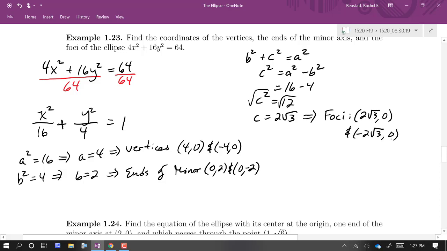The orientation of the ellipse is important for figuring out what your coordinates are. Obviously the 2 root 3 is going to be important, but is it the x coordinate or is it the y coordinate? Because it's oriented horizontally, I know it's the x coordinate.